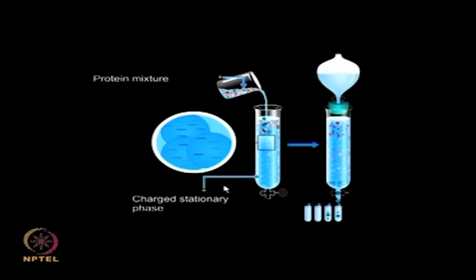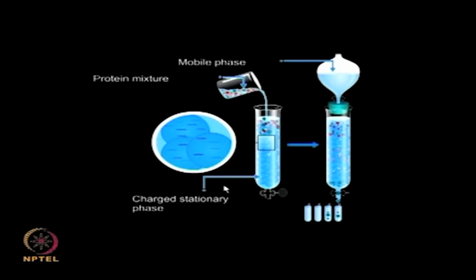The protein mixture. The unpurified protein mixture, which consists of proteins of different net charges, is loaded onto the column. The proteins having charges opposite to that of the stationary matrix will bind to it, while the remaining proteins will be eluted.